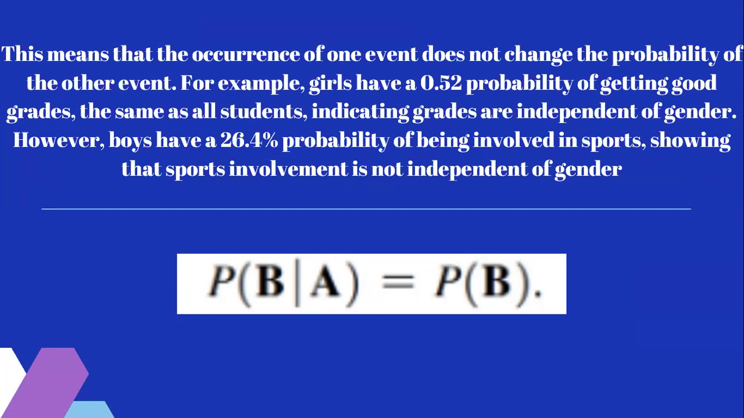For example, girls have a 0.52 probability of getting good grades, the same as all students, indicating grades are independent of gender. However, boys have a 26.4% probability of being involved in sports, showing that sports involvement is not independent of gender. P(B|A) equals P(B).